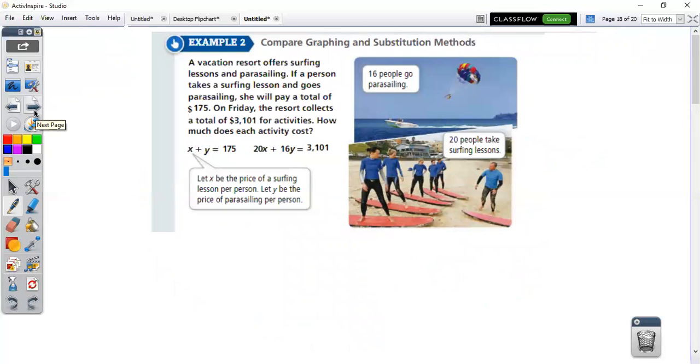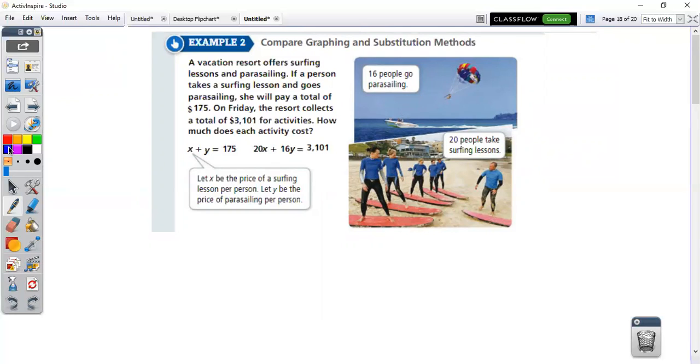Example 2. Already starting with the word problems. No big deal. A vacation resort offers surfing lessons and parasailing. If a person takes a surfing lesson and goes parasailing, she will pay a total of $175. On Friday, the resort collects a total of $3,101 for the activities. How much does each activity cost?